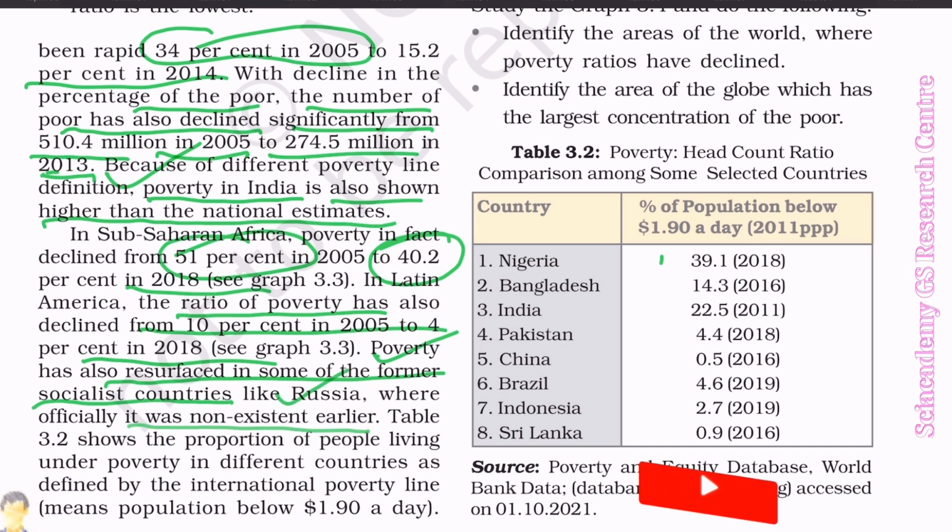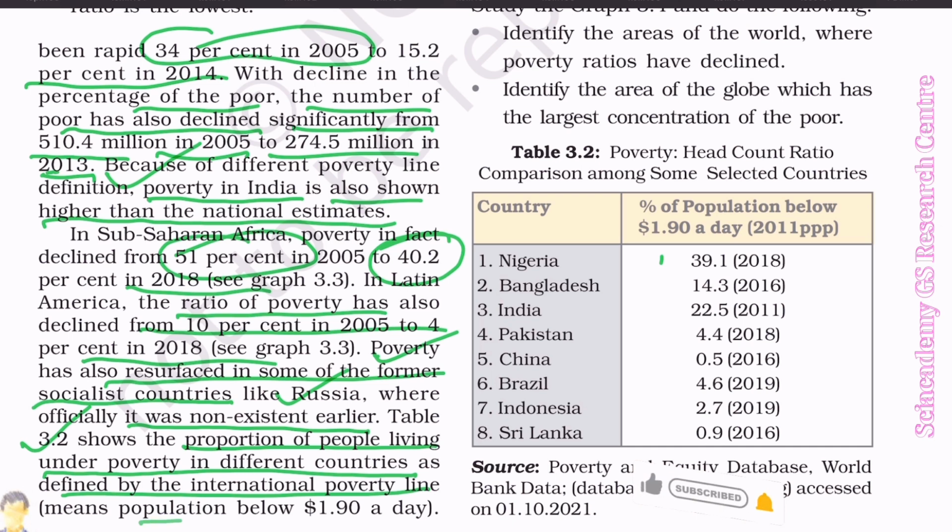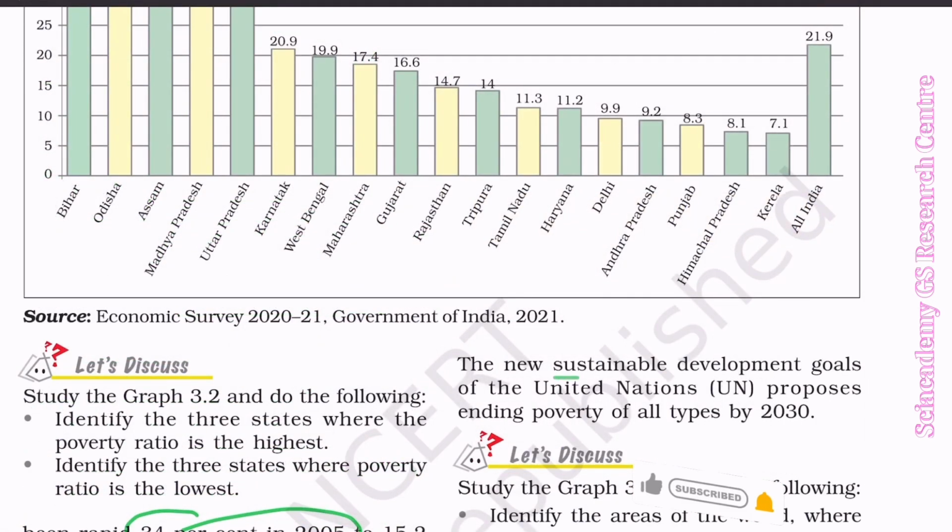was non-existent earlier. Table 3.2 shows the proportion of people living under poverty in different countries as defined by the International Poverty Line. That means population below $1.9. The new Sustainable Development Goals of the United Nations propose ending poverty of all types by 2030.